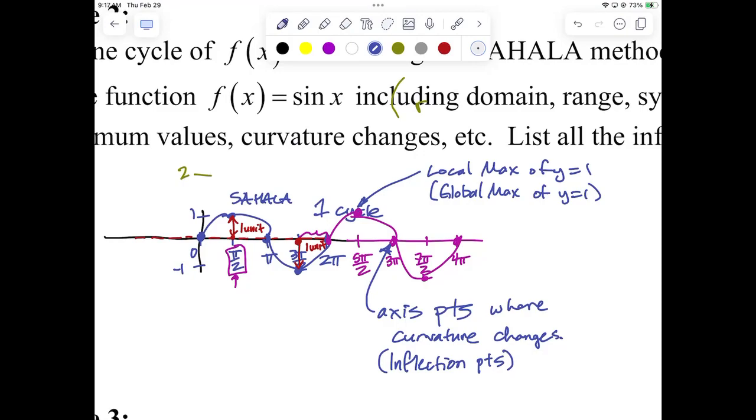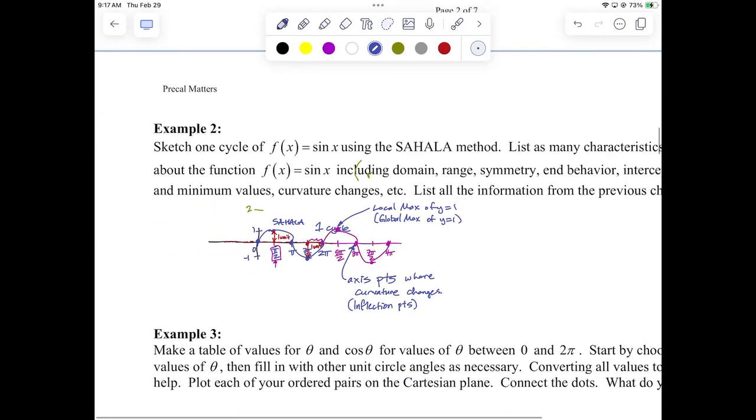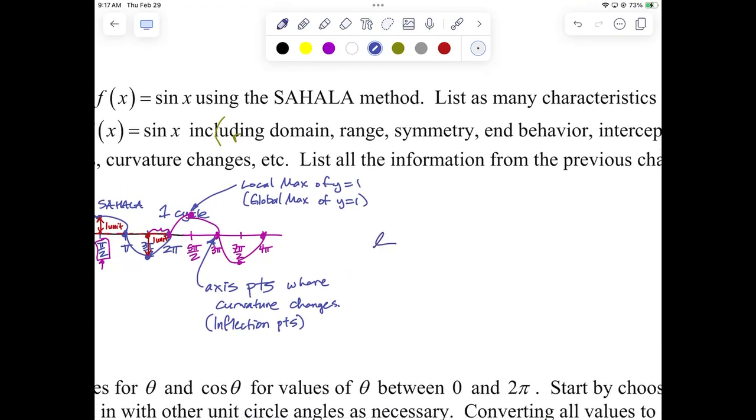We also talked about the symmetry of sine. Sine was an odd function. It has origin symmetry. So I think that'll conclude everything we need to say about sine. The period is 2 pi, of course. What's the end behavior? We didn't talk about end behavior. What would be the limit as x goes to infinity of sine of x?